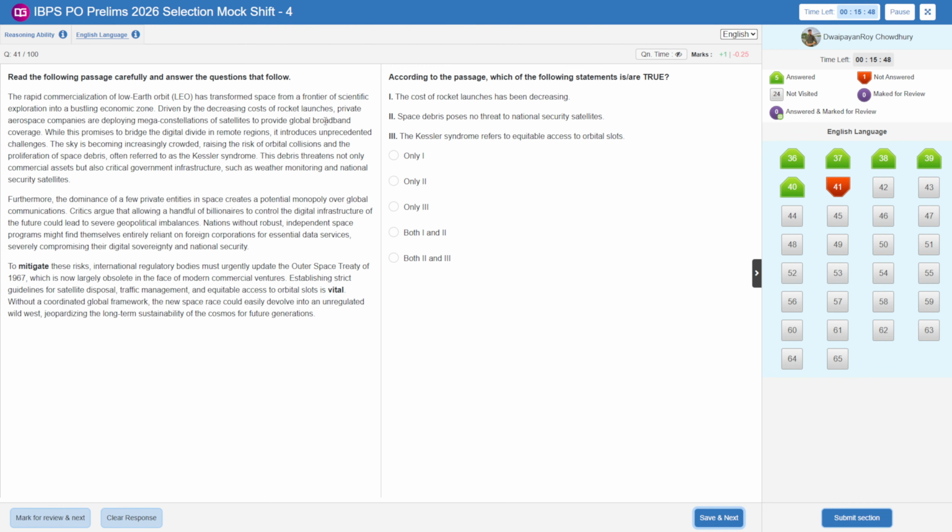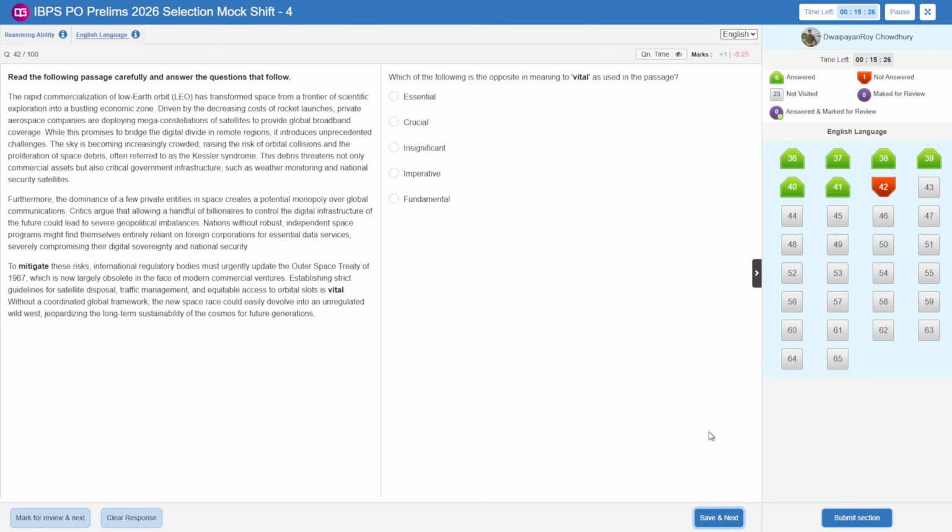What is true? The cost of rocket launch has been decreasing. Space debris pose no threat, so that poses a threat. So 2 is definitely not going to be true. If 2 is not going to be true, then 1 has to be equitable, okay. Opposite of vital, insignificant. Imperative, fundamental, crucial, essential, everything is a synonym. Closest means mitigate, to alleviate.